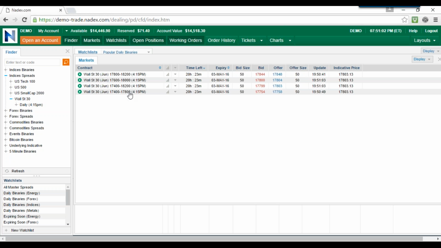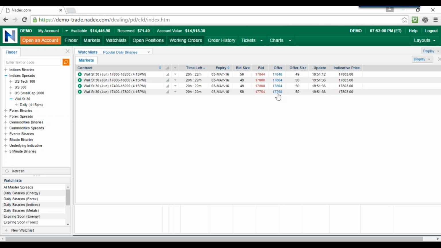Okay. Now, if I bought at 17,758 and the market went down to 7,759 and expired there, would I lose anything? No. Because what do I get at expiration? The difference of where I bought compared to where it expired. If I bought at 759 or 758 and the market did come down and it expired at 770, what would I make? 12 bucks, right?